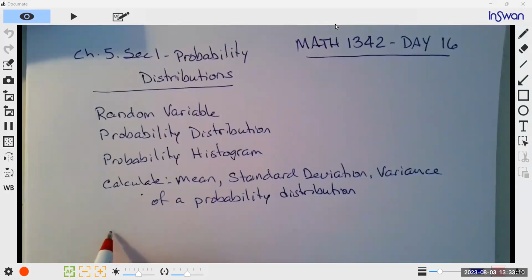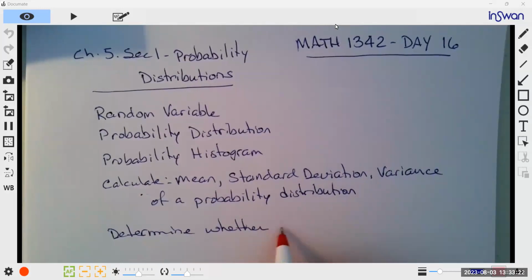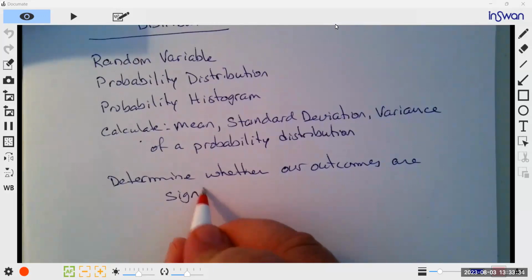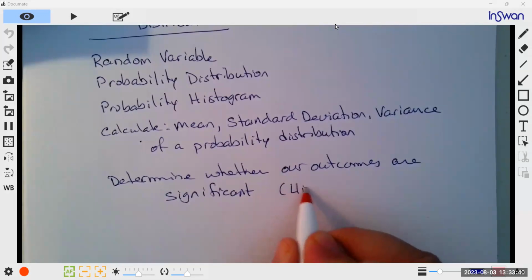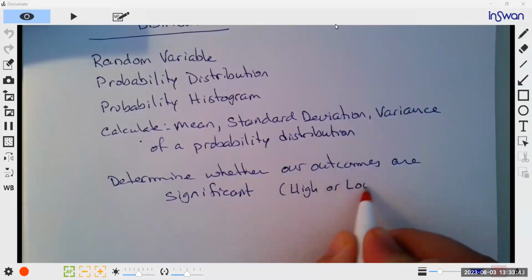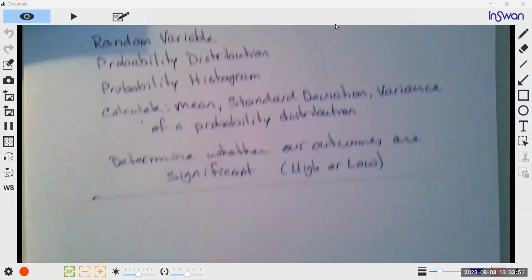And then lastly, we're going to determine whether our outcomes are significant. They could be significantly high or significantly low. So, we talked about that last chapter. So let's begin.